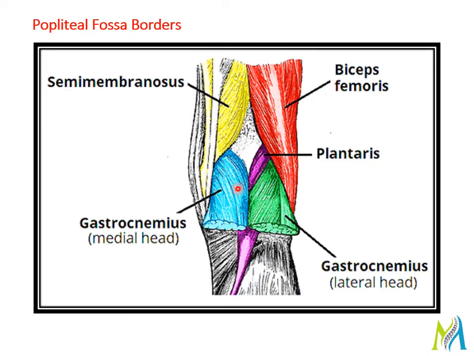Now, if you look at the borders, the popliteal fossa, diamond shape, has four borders. These borders are formed by muscles of the posterior compartment of the leg and the thigh. So starting superior-medially, like this in yellow, you can see the semimembranosus muscle. The superior-lateral border, you can see the biceps femoris muscle and tendon.